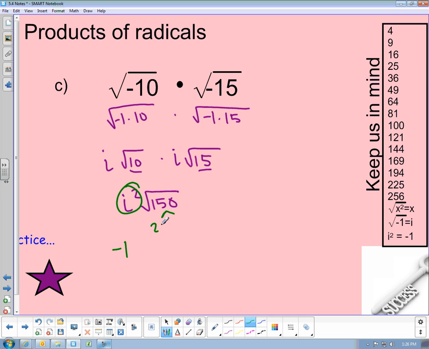150 is the same thing as 25 times 6. And again, I picked that 25 because it's a perfect square factor. So if I have 25 underneath, that means I have the square root of 25, which is 5, outside. The 6 has to stay underneath because it has no perfect square factors. So this is -5 times the square root of 6.